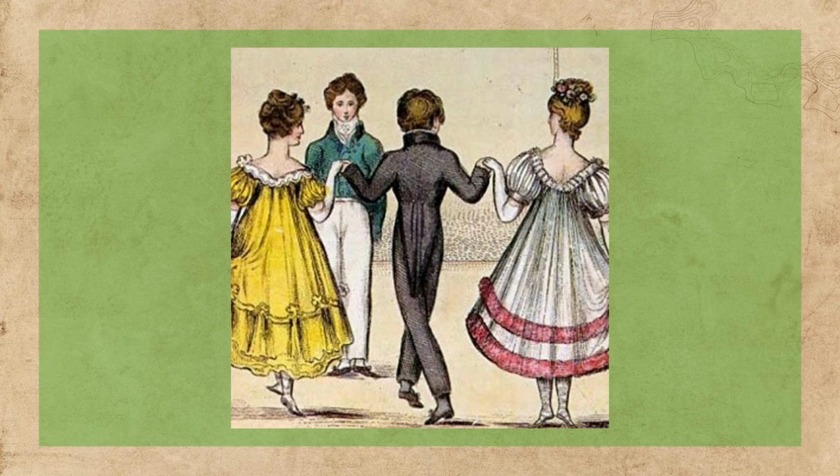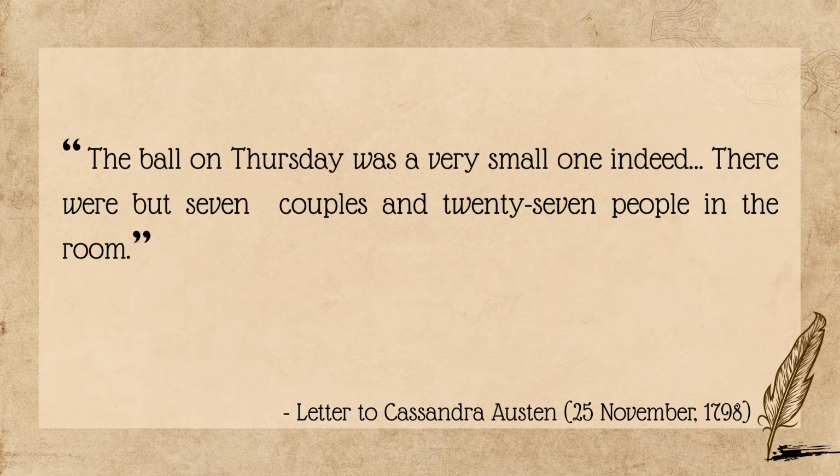Jane does give an account of that Basingstoke ball dated the following week, though it's unclear if she actually went herself or was just repeating gossip. I'm inclined to think the latter because she says nothing about the finery or who danced with whom, which is often what her descriptions of balls contain. She merely says, "The ball on Thursday was a very small one indeed. There were but 7 couples and 27 people in the room." Yeah, that's small. Very small.